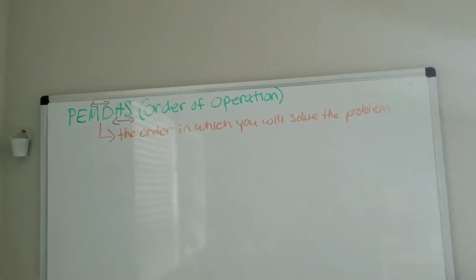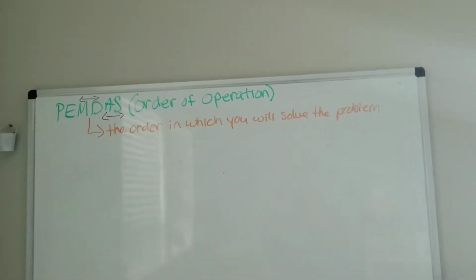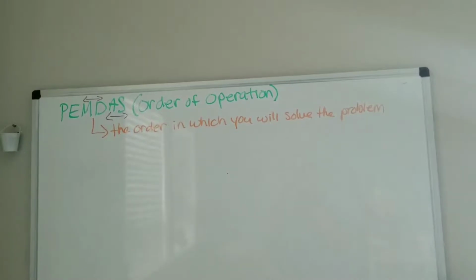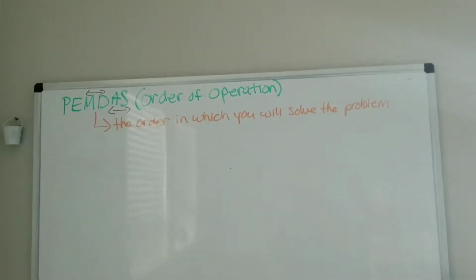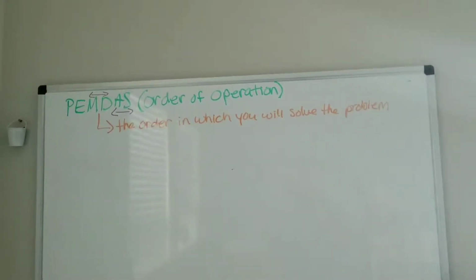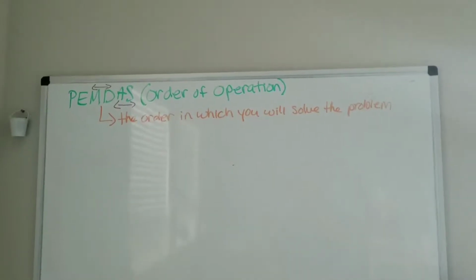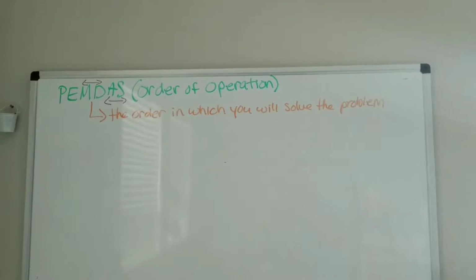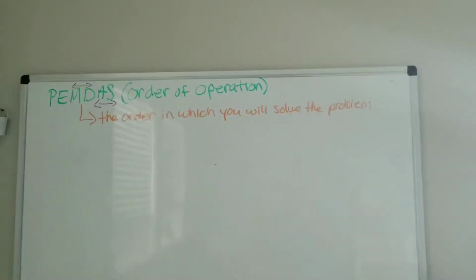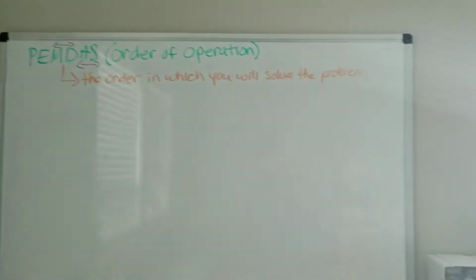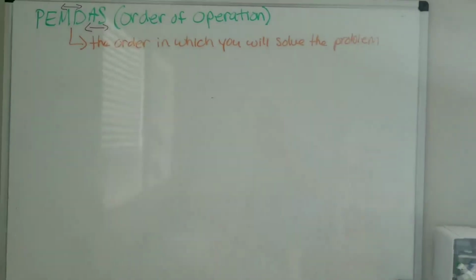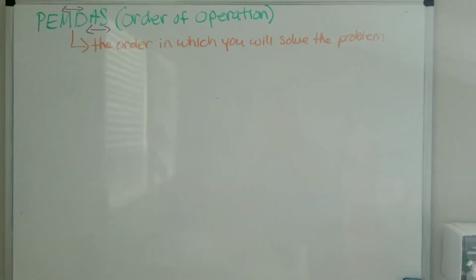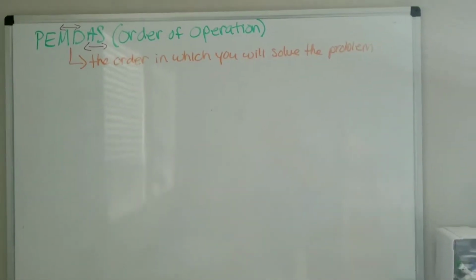Very good. So that means if I have a problem that has multiplication and division, I'm going to do it from left to right. And if I have one that has addition and subtraction, I'm going to do it from left to right. PEMDAS, or the order of operations, simply means the order in which you will solve the problem. Any questions on that? No. Okay. So now let's talk about the P.